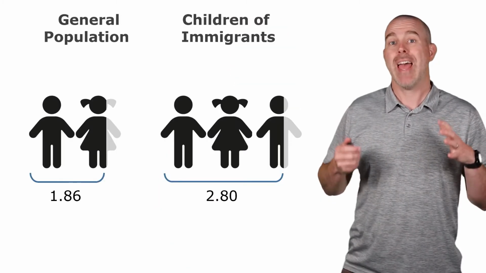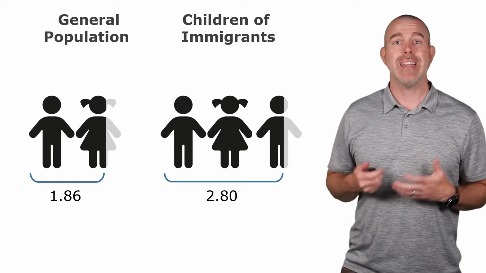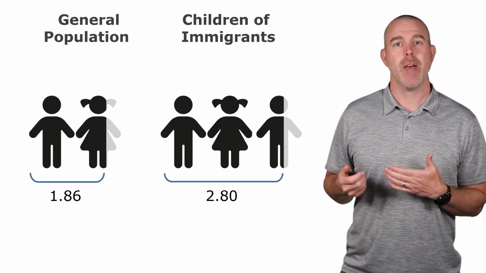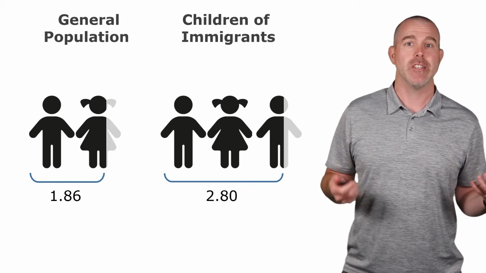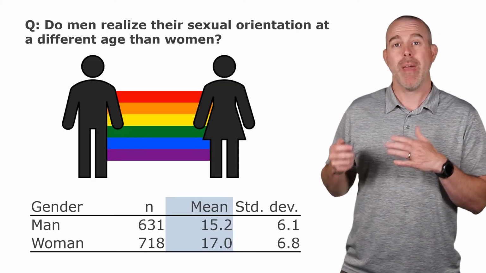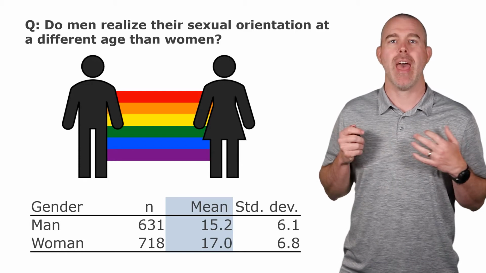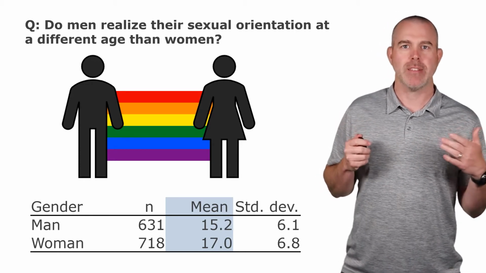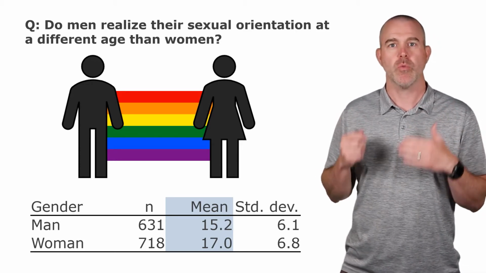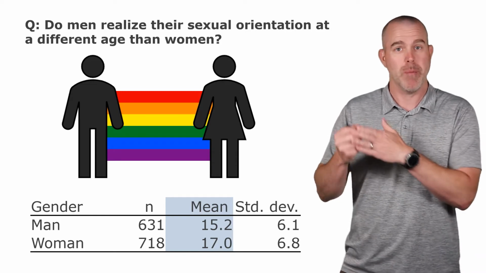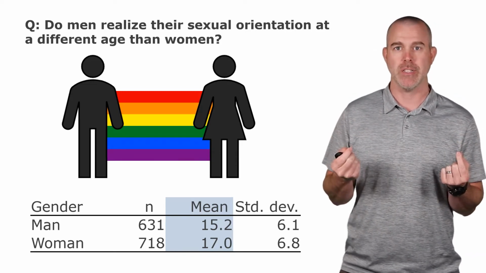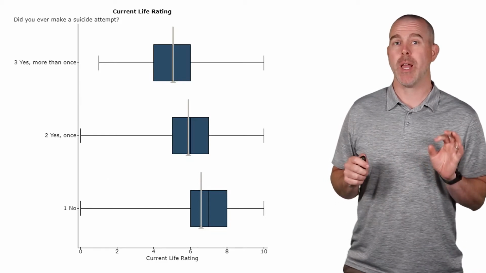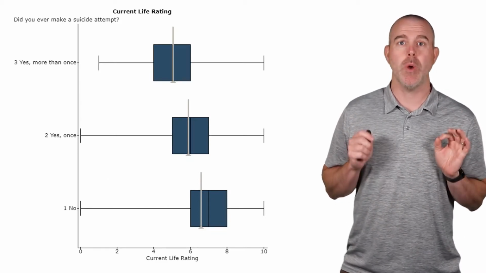Now, we've looked at means before. We looked at the average number of children in the family for, in our database, the children of immigrants, and we compared that to the general population. We also compared the mean age that lesbian, gay, bisexual individuals realized their orientation. We compared men versus women. So we compared two populations. What we're going to do now is compare more than two means.